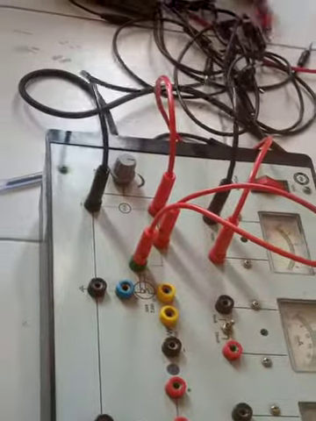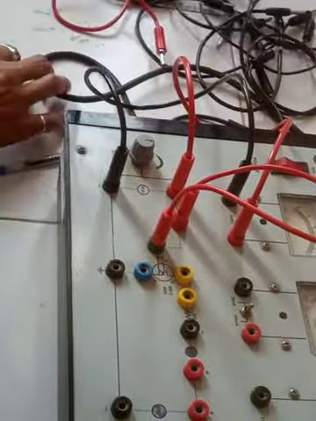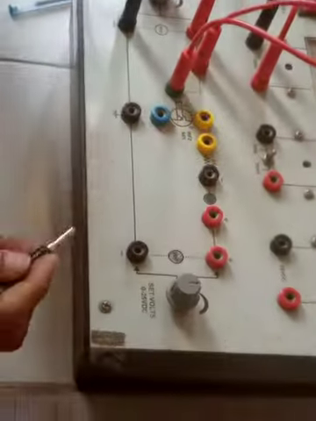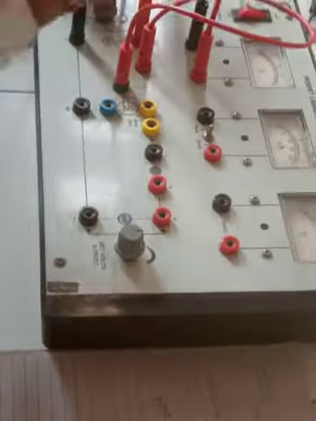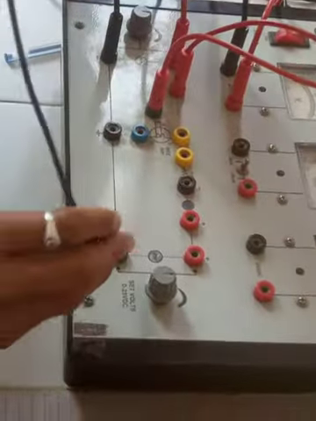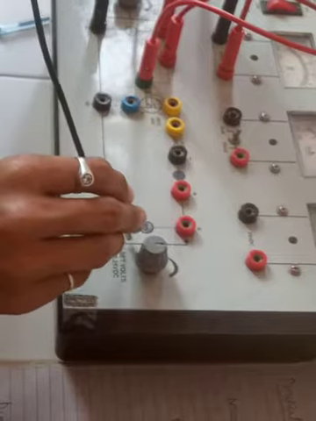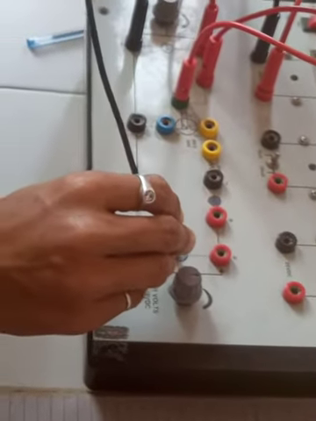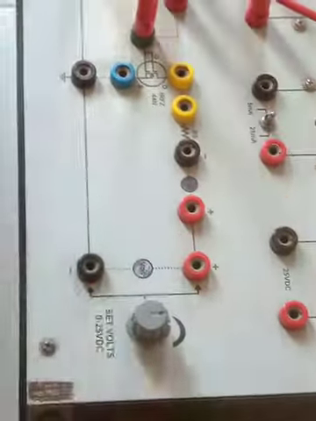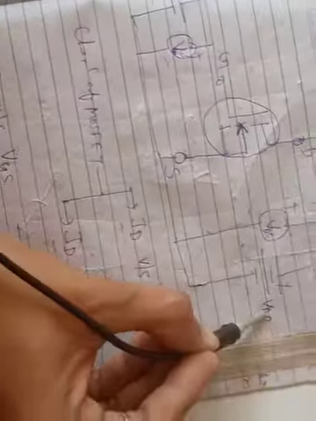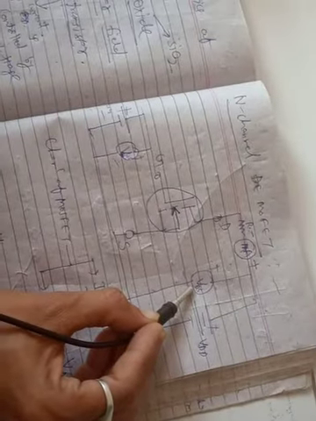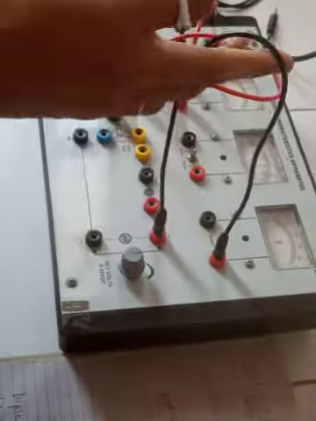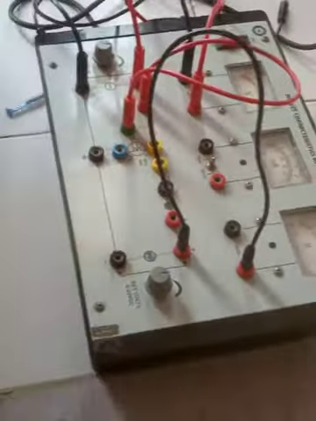Now at the output side, see, this battery which is internally connected is VDS. So here we connect this battery with the voltmeter. This plus should be connected with the plus of that voltmeter, and this minus should be connected with the minus of that voltmeter.